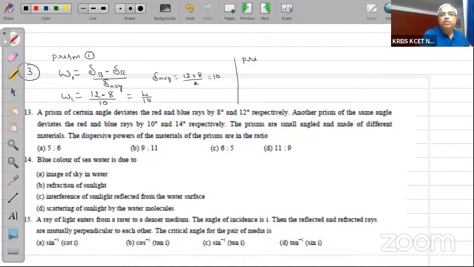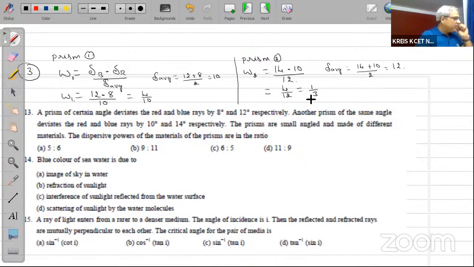In the same way, let us do it for prism 2 now. For prism 2, I'll have omega 2 equal to, here also they have given it the same way, 14 minus 10 divided by average. How do we find the average? 14 plus 10 divided by 2. So this will be like 24 by 2, which will be 12. So divided by 12. Omega 2 will be this. Or in other words, this becomes 4 by 12, 1 by 3. And that in fact is what you get this to be.